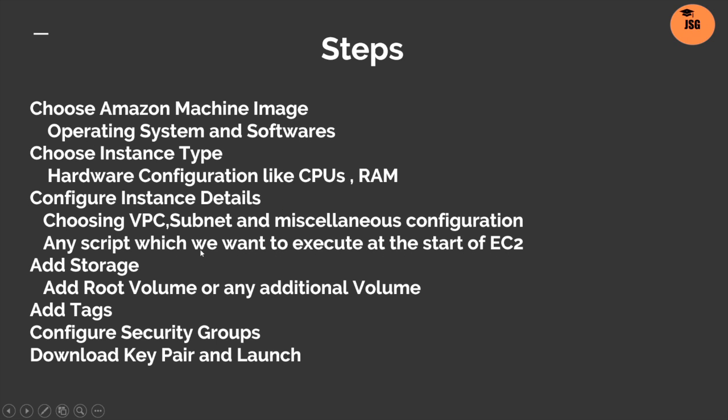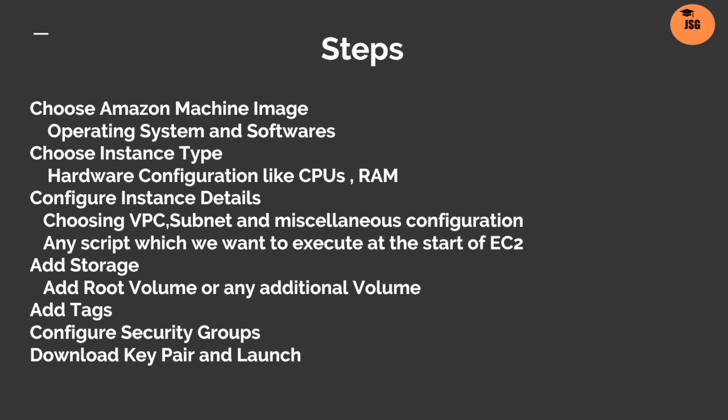So next one is add storage. This is telling AWS how much virtual hard disk I want for my EC2 instance. So you can add the root volume, and then you can add some additional volumes also. For root volume you have a choice of three types of volumes. We'll see that in the demo.